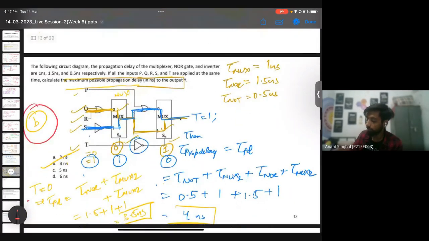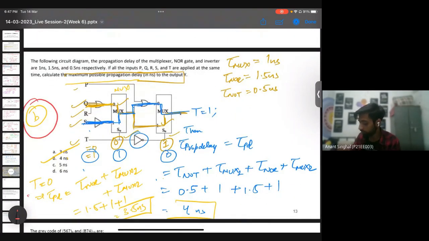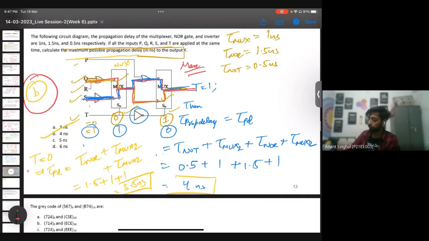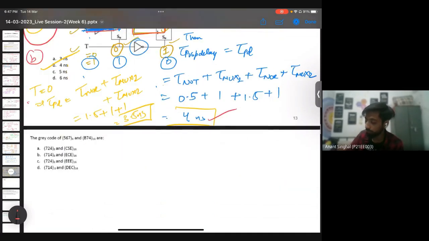And after that we covered a simple mux question in which we needed to calculate the maximum propagation delay. We calculated for both the cases. One case was this, and the second case was this. We got to know that the maximum that we can get is 4 nanoseconds. So option B was the correct answer. Now we'll proceed to the next question.